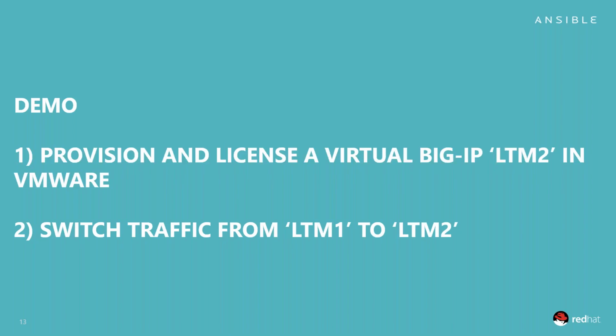The first part is how do we provision, license, and bring up a virtual BIG-IP in your VMware environment. You can consider this basically as your green environment. So right now we have no green environment set up. We only have a blue environment. So part one of the demo is going to spin up your green environment, and part two of the demo is then basically going to switch from your blue environment, your LTM1, to your LTM2 VIP.